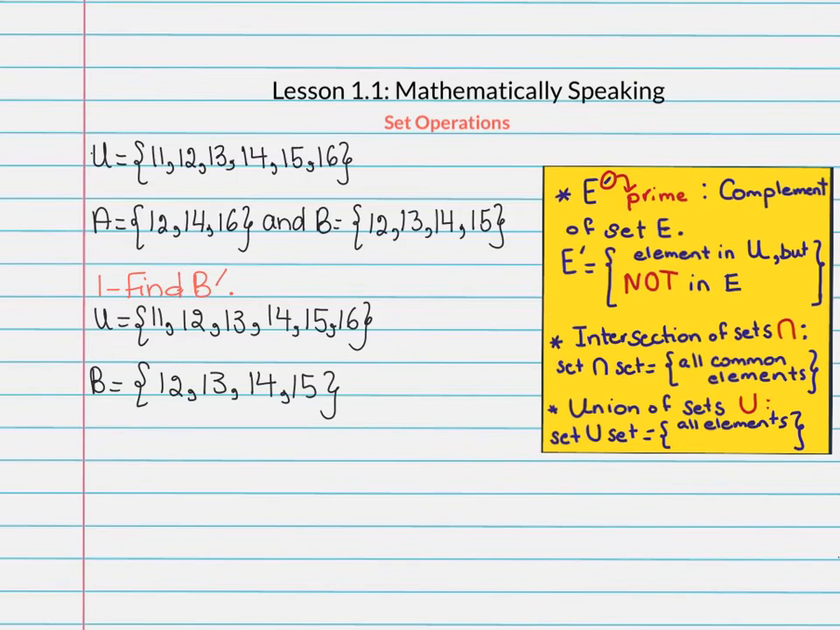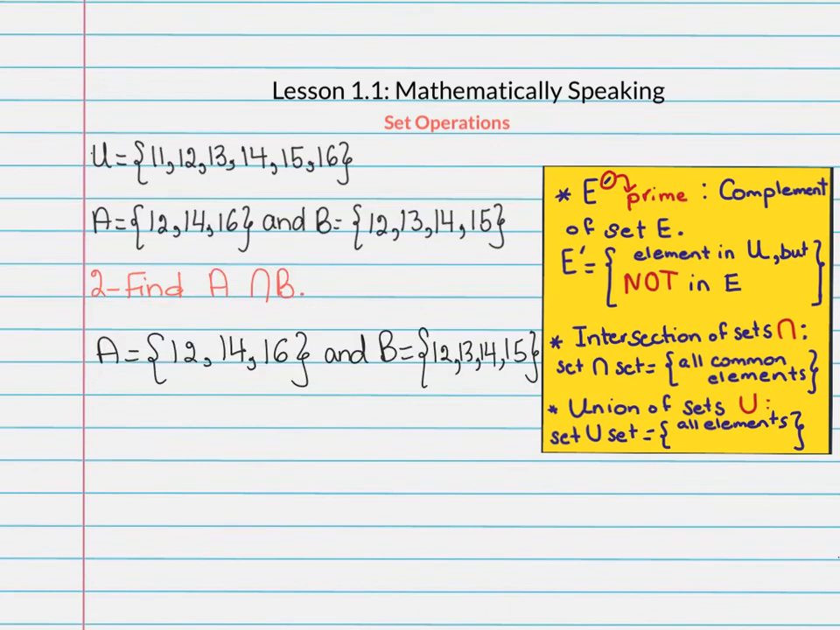I'm going to cross out the elements that are found in B and the universal set. Remember, complement means they complement each other. They have to complete each other. 12 and 13, 14, and 15. So what I'm left with is 2 elements, 11 and 16. So B prime, which is the complement of B, is a set that has 2 elements, 11 and 16 only.